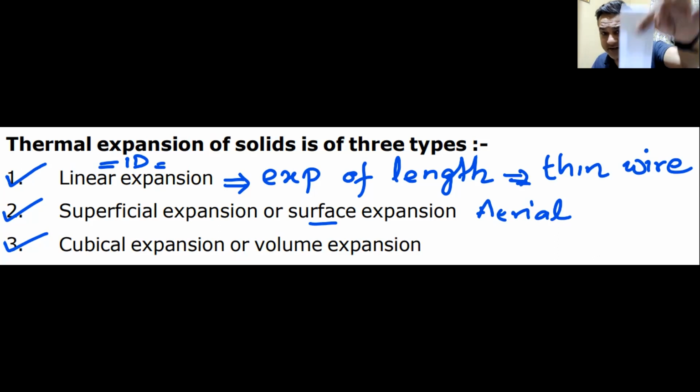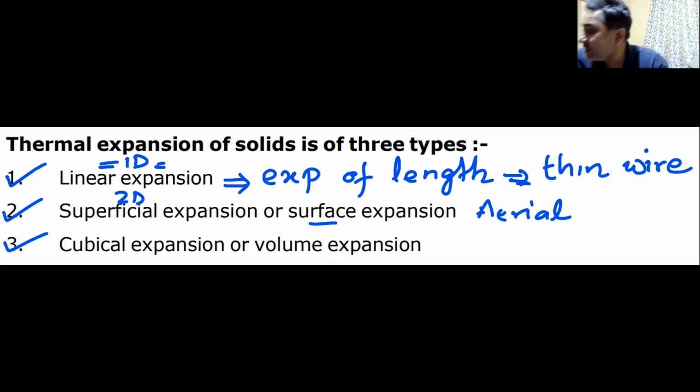We see this as a two-dimensional body. When it expands, it will expand in area. For a two-dimensional body, just like a sheet of paper, it expands in area. We take that expansion as areal expansion or superficial expansion. Do we understand this? This type of expansion is known as areal or superficial expansion.